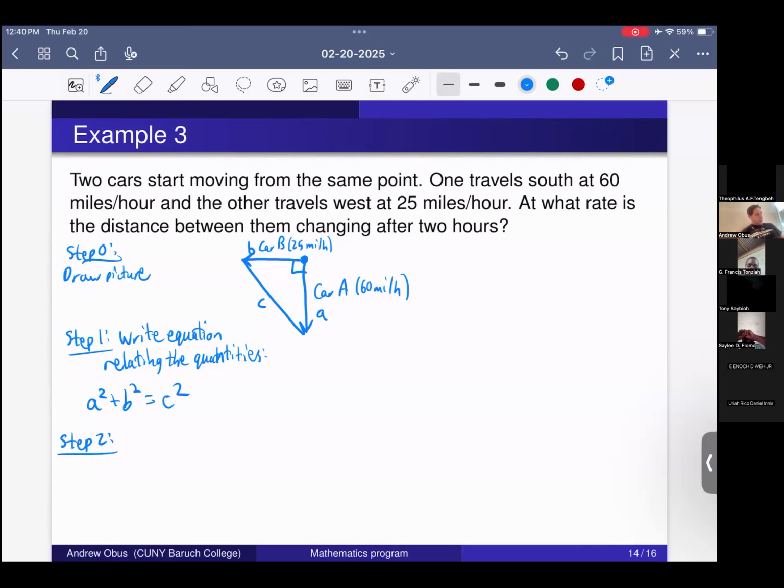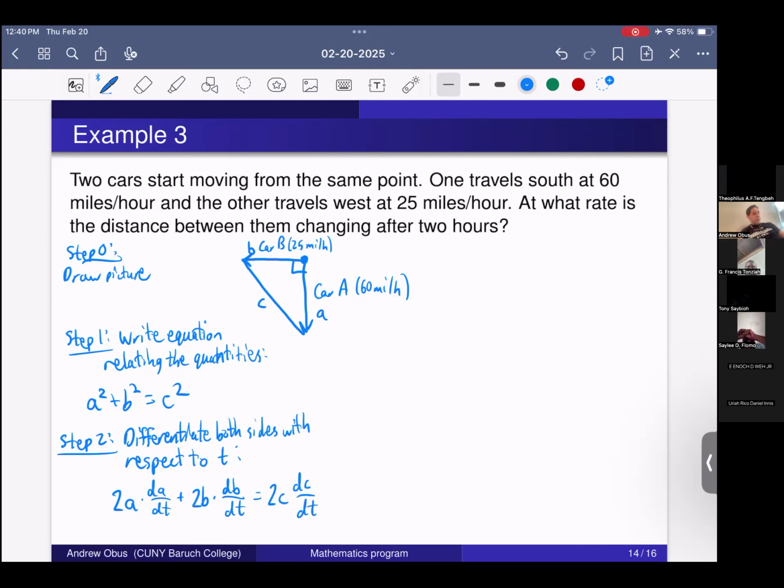So step 2 is differentiate both sides with respect to t. So here we just do a standard derivative. The derivative of a squared is going to be 2a, but then an extra dA dt from the chain rule. The derivative of b squared is 2b with an extra dB dt from the chain rule. And that's equal to the derivative of c squared, which is going to be 2c times an extra dc dt from the chain rule. And since we have all these 2's, if we want, we could just cancel out all the 2's right now.